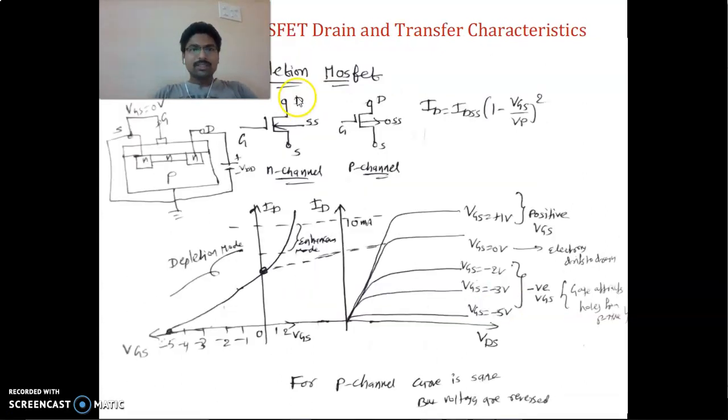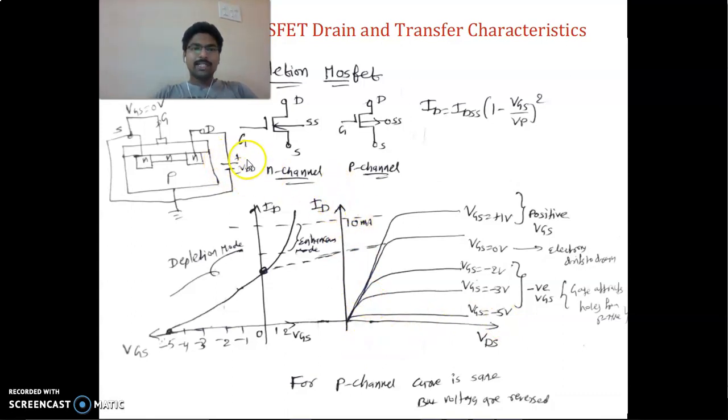Next, depletion MOSFET. MOSFETs are of two types: depletion MOSFET and enhancement MOSFET. Depletion MOSFET has a channel while doing the fabrication, and in enhancement MOSFET there is no channel. The depletion MOSFET is of two types: N channel depletion MOSFET and P channel depletion MOSFET. Here in the symbol also we are showing that a channel is there. Now I am drawing the drain characteristics and the transfer characteristics here also. Drain characteristics is a plot between the VDS voltage and ID current.